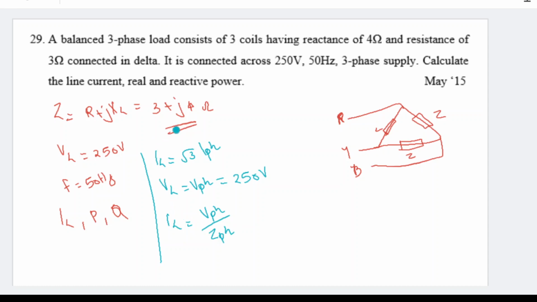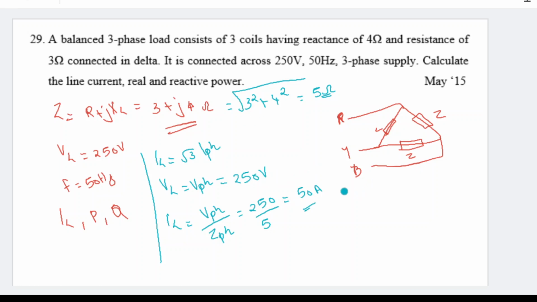How can you tell what is Z phase? Z phase will be equal to root of 3 square plus 4 square, isn't it? That is 16 plus 9 is 25. Root 25 is 5 ohm. So we can say 250 by 5 will be equal to 50. Very easy calculation, isn't it? So it will be 50.